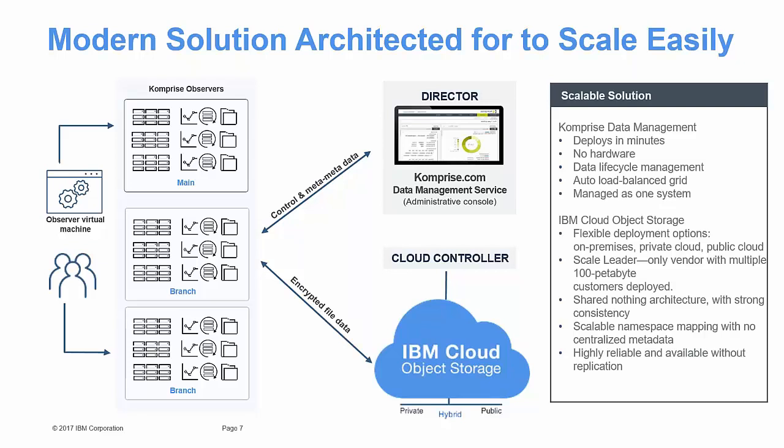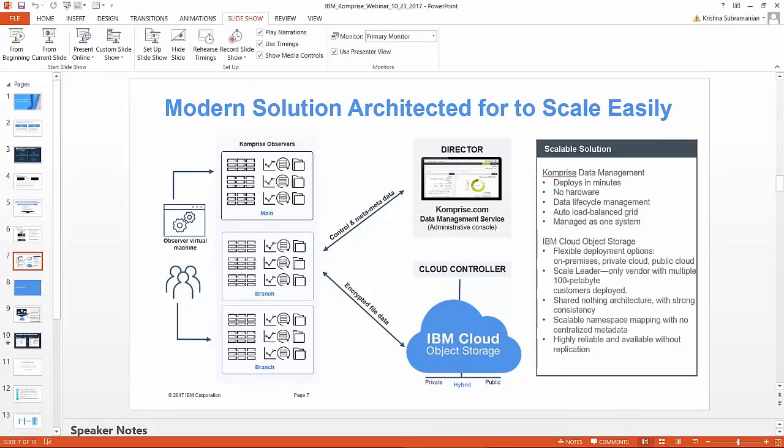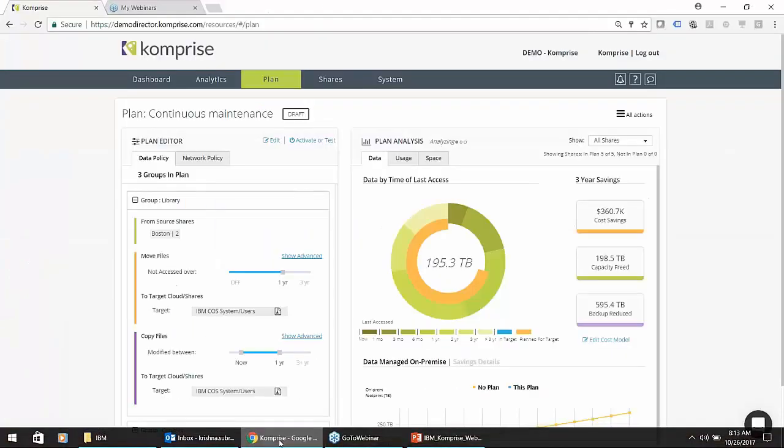All you have to do is bring up a Komprise virtual machine in your enterprise. The Komprise virtual machine is just a lightweight piece of software. It's running in any hypervisor that you have in your environment. You bring up Komprise, we call it the Komprise Observer, and once you bring it up, you can start pointing it at your storage. So I'm actually going to show you how that works in a demo.